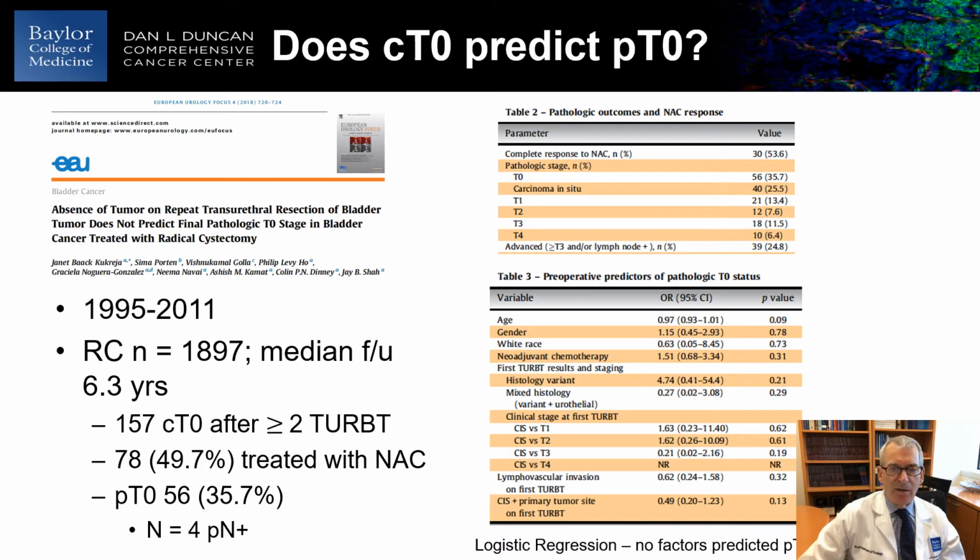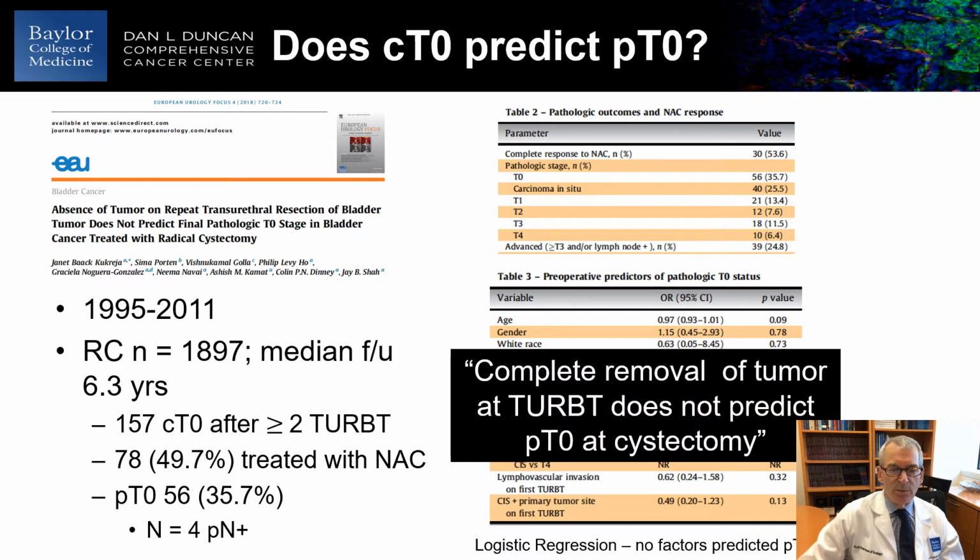And they identified a number of preoperative predictors of pathologic T0 response. We've talked a little bit about this at the beginning of the talk. But essentially on logistic regression, there were no factors that predicted PT0, and so they concluded that complete removal of tumor at TURBT does not predict PT0 at cystectomy, and I believe they continued to do radical cystectomy in these patients and recommend that.